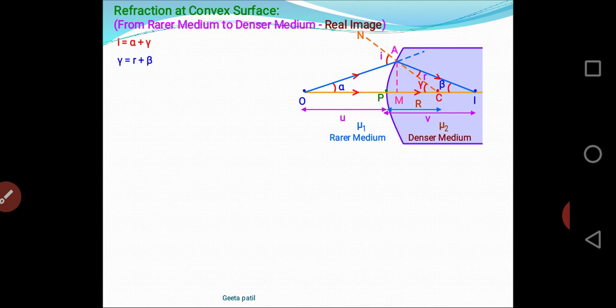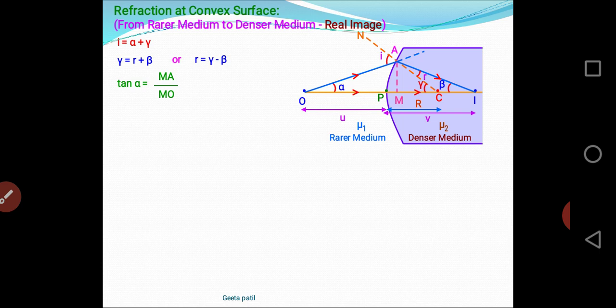Similarly, gamma is the exterior angle for the triangle ACI. In this case, R and beta are the interior angles. So we can write here gamma is equal to sum of interior angles R and beta, or R is equal to gamma minus beta.